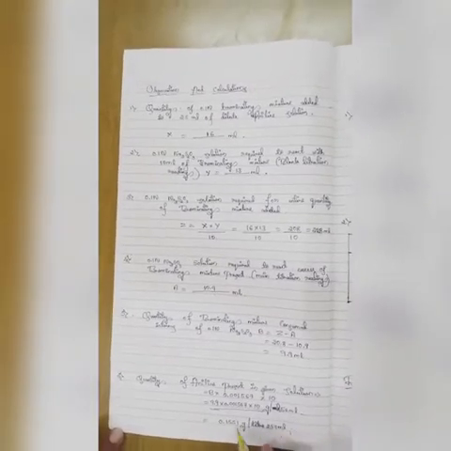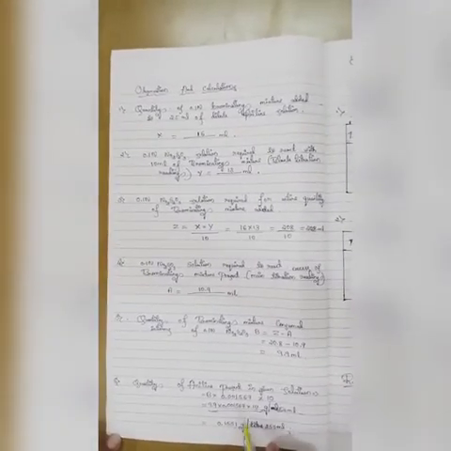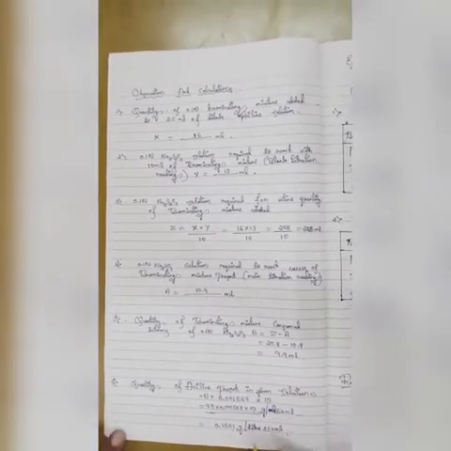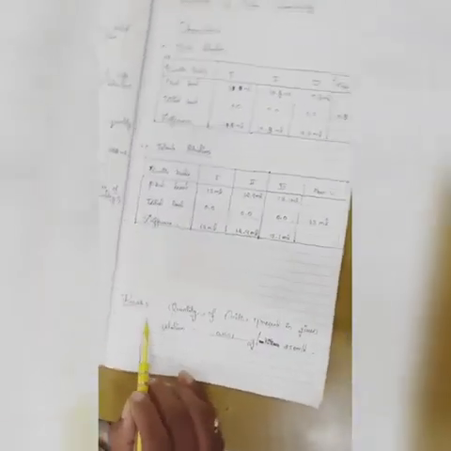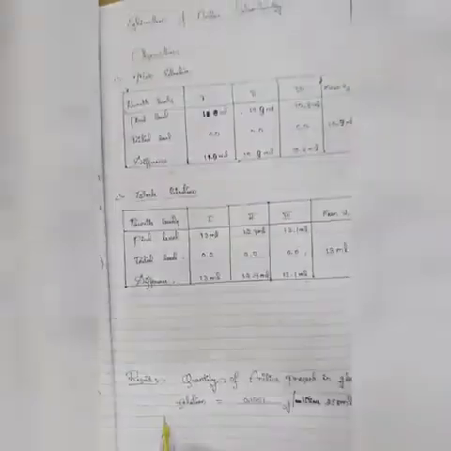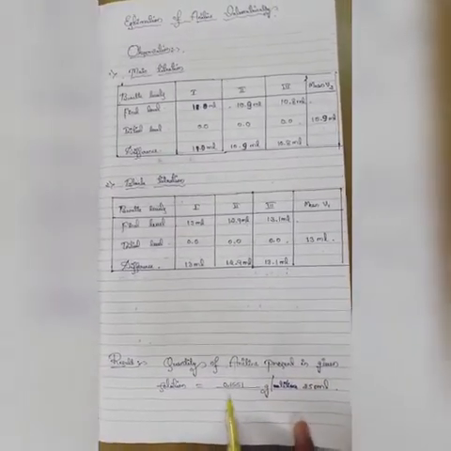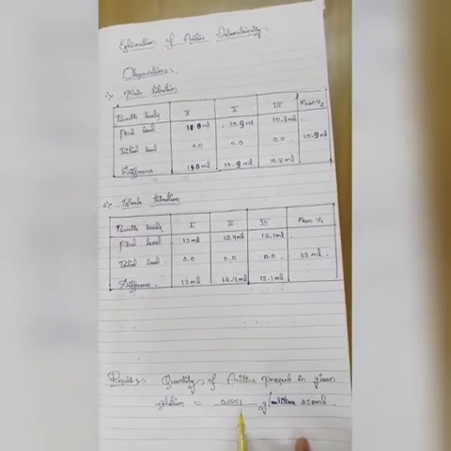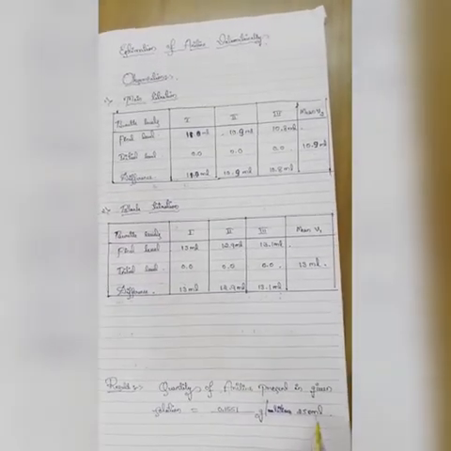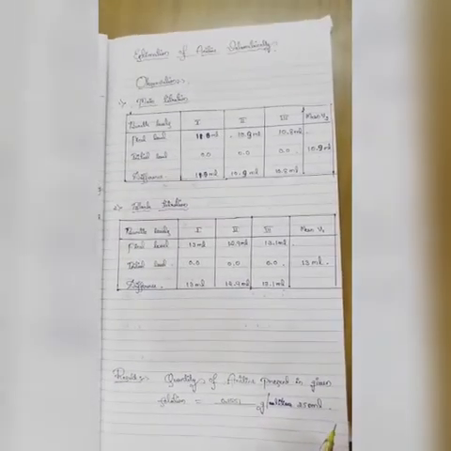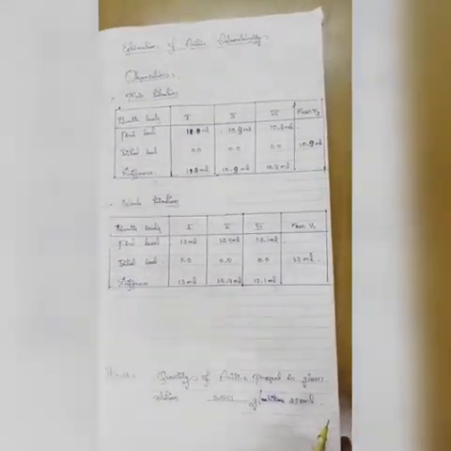This much quantity of aniline is present in our given solution that we used in the experiment. And lastly, the result and conclusion of this experiment: the quantity of aniline present in the given solution is equal to 0.1551 gram per 250 ml. This completes the experiment, estimation of aniline volumetrically. Thank you.